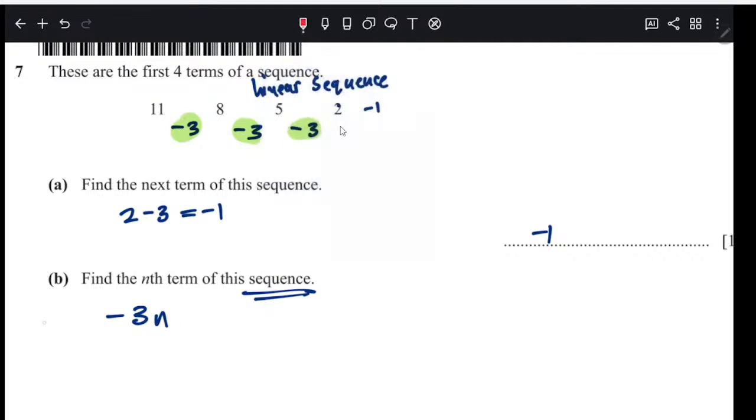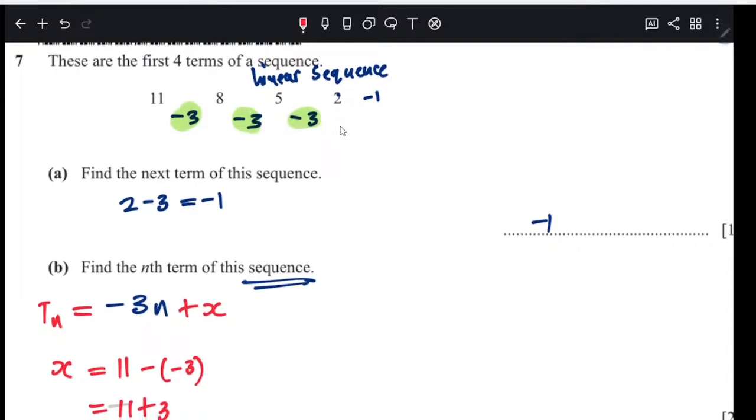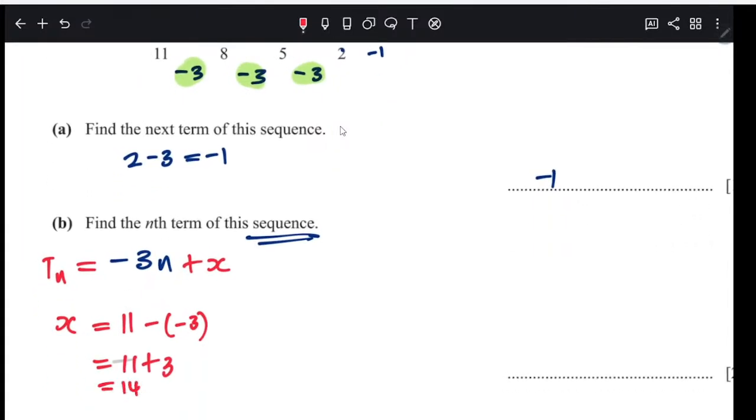So you say Tn is equal to negative 3n plus some value x, like we were doing yesterday. Then to find this x, you say x will be equal to the first term, 11, minus this difference. So minus negative 3, which is 11 plus 3, which is going to be 14. So Tn will be equal to negative 3n plus 14. Or you can say Tn is equal to 14 minus 3n.